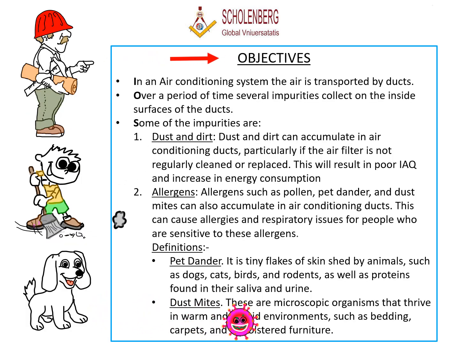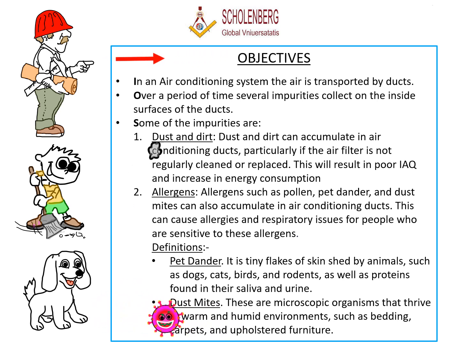Objectives. In an air conditioning system, the air is transported by ducts. Over a period of time, several impurities collect on the inside surfaces of the ducts. Some of the impurities are: 1. Dust and dirt. Dust and dirt can accumulate in air conditioning ducts, particularly if the air filter is not regularly cleaned or replaced. This will result in poor IAQ and increase in energy consumption.